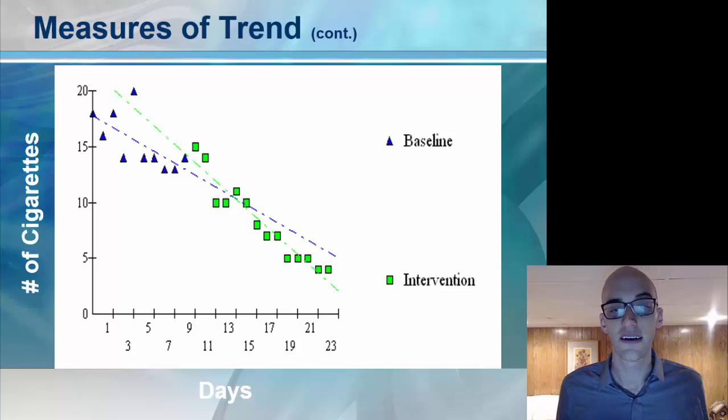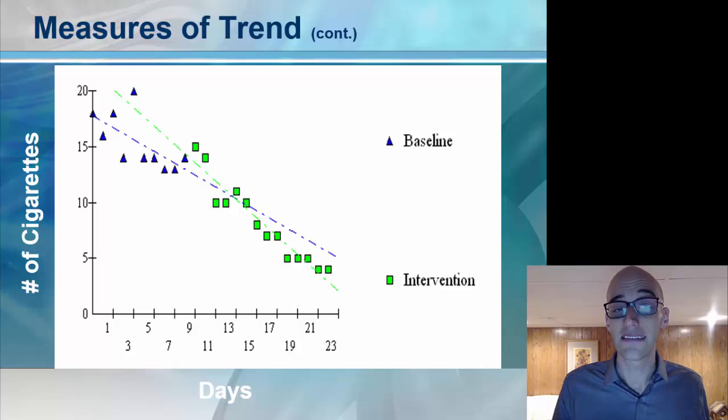So what can we say about this one? So this is the number of cigarettes smoked per day. And during the baseline phase, it looks like there's a negative trend, right? So it looks like their smoking was going down. But with the intervention phase, we could see that there was an accelerated rate of change.